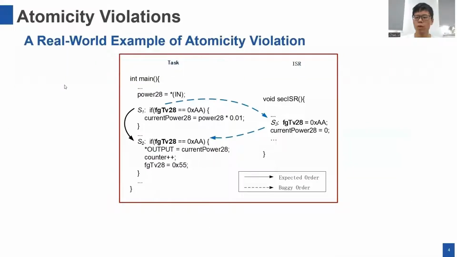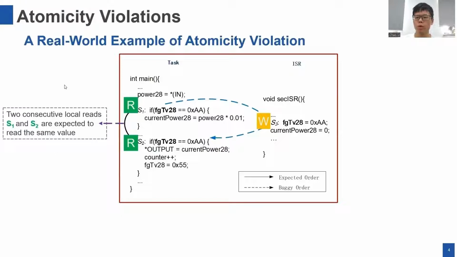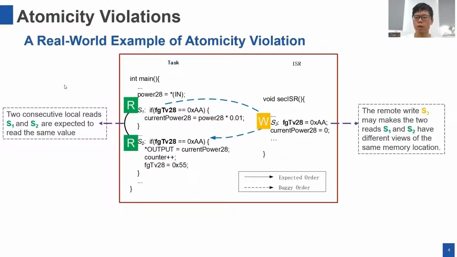Let me show you a real-world example. The two consecutive local reads, S1 and S2, are expected to read the same value. Nevertheless, when S1 is not satisfied and the value of FGTV28 in S3 is modified after interrupt preemption, then S2 is satisfied. That means the remote write S3 may make the two reads S1 and S2 have different views of the same memory location. It will break the developer's expectations and send an uncomputed value, causing a serious error.